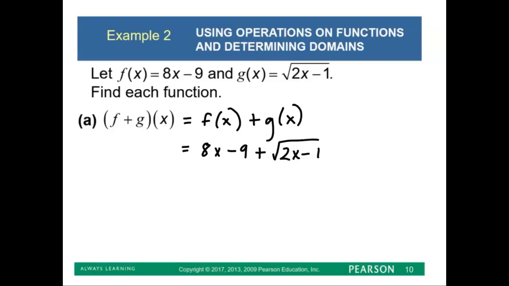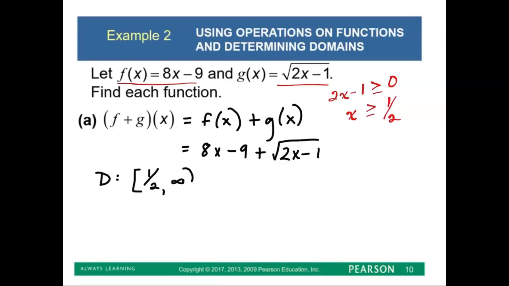And now we need to name the domain of this function. The domain would be the intersection of the domains of f and g. The domain for f is all real numbers. The domain for g would be all values that would yield a value of 0 or greater underneath that radical. So we have 2x minus 1 is greater than or equal to 0. That means x is greater than or equal to 1/2. So our final domain is 1/2 comma infinity, including that 1/2 with a bracket.